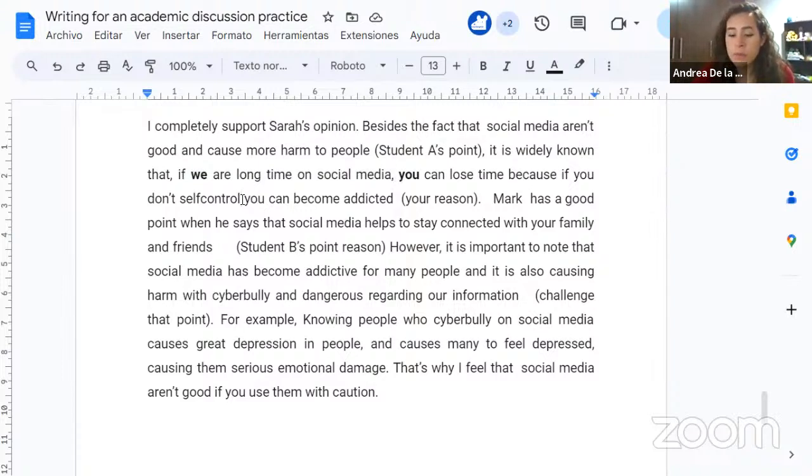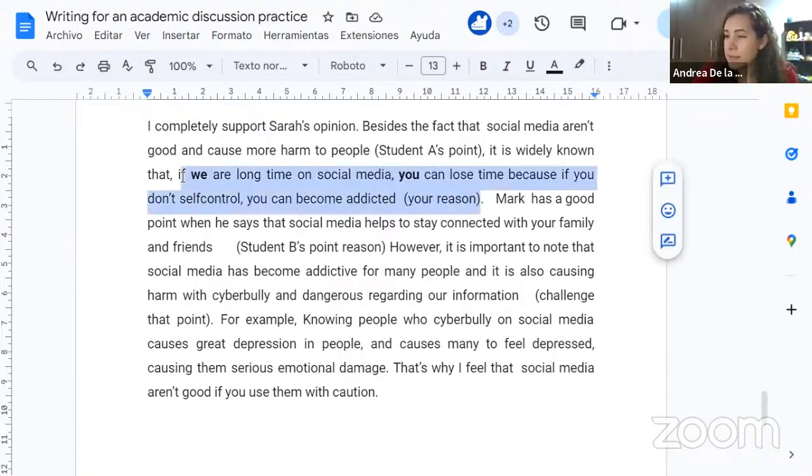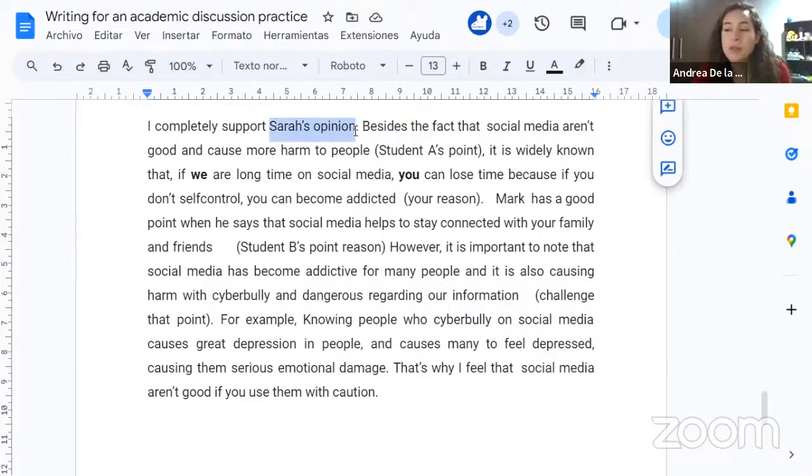Just punctuation and maybe the phrasing, but the idea is fine. I like that it's different. You're talking about wasting time and becoming addicted. Maybe addiction is something that was already mentioned somehow by Sarah, right? Because she talks about mental health problems. And I don't know if addiction fits in that category, but I think it's similar. So maybe I wouldn't mention addiction.